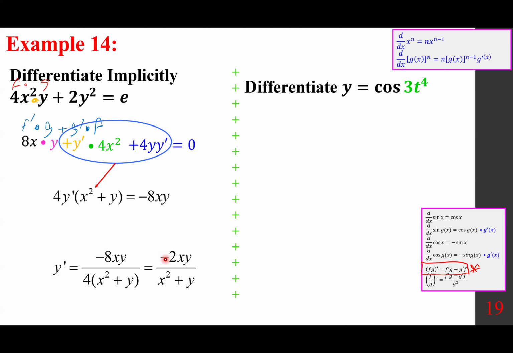Differentiate y equals cosine 3t to the power of 4. As I have mentioned here, anytime you want to differentiate sinusoidal functions, the way you read it is this: y equals cosine, pause. That's all, cosine. What is the derivative of cosine? Negative sine.